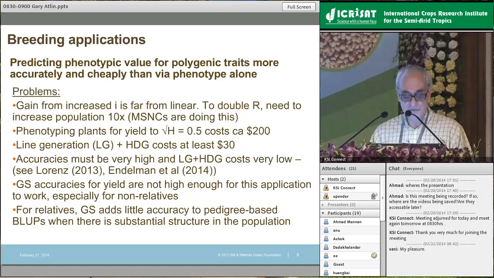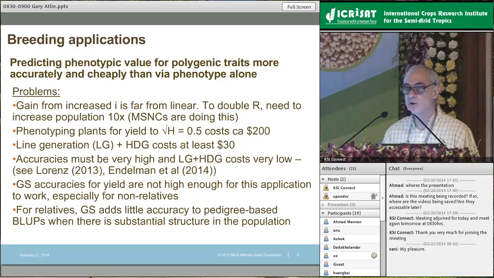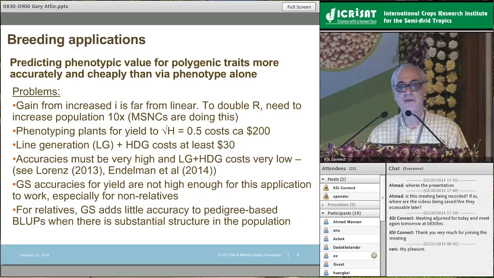Genomic selection accuracies for yield are not really high enough for this application to work, in my opinion, especially for non-relatives, and I think we're going to hear more about that this morning. For relatives, genomic selection seems to add relatively little accuracy to pedigree-based BLUPs when there's substantial structure in the population, and a lot of the initial experiments in this field, the results have been biased upwards by structure effects.